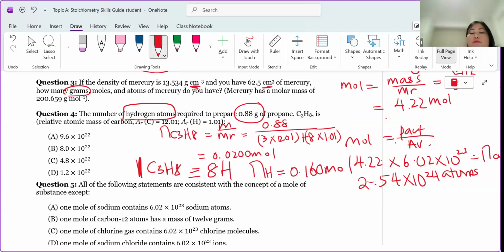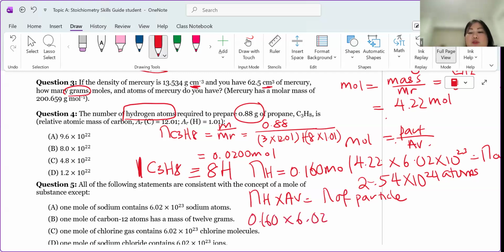So to convert moles into particles, moles times Avogadro's constant equals the number of particles. So moles will be 0.160, and Avogadro's constant will be 6.02 times 10 to the power 23. And then you work out the best answer for question 4. So it's about 9.6 times 10 to the power 22.